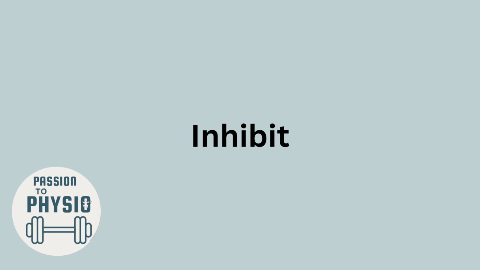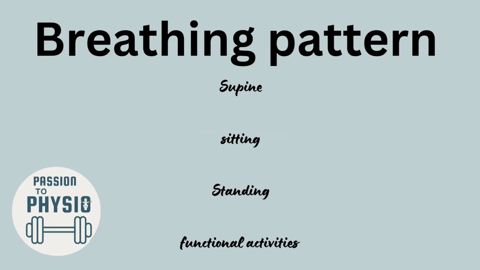Another technique to inhibit the accessory muscles during inhalation. This should be attempted last as it is a more uncomfortable technique for the child. Once the proper breathing pattern is obtained while supine, the child should attempt to maintain this pattern while sitting. Once the child can maintain the pattern in sitting, then try to do it in standing.